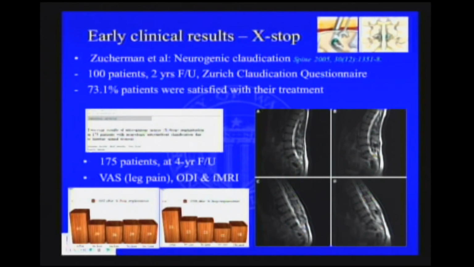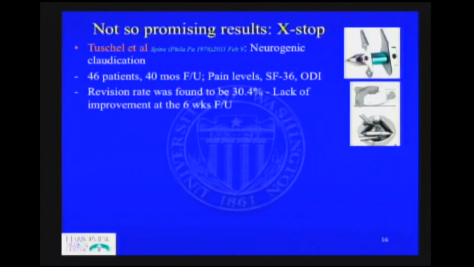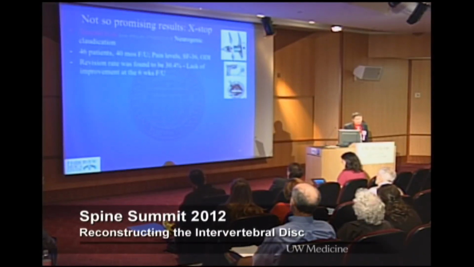Kuchita had published this data with 175 patients at 4 years follow-up with the VAS score and the Oswestry, and even the functional MRI with the flexion and the extension. The picture shows both VAS and the Oswestry have significant improvement after the placement of the X-stop. However, later, as time passed, there are multiple results which show that it's not so promising.